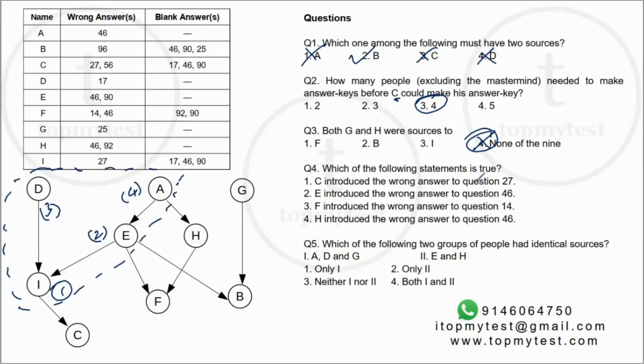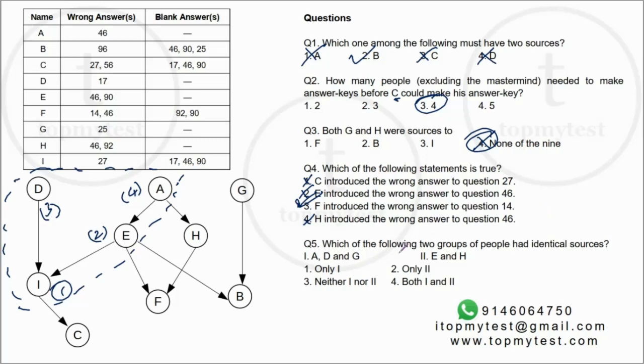Question number 4. Which of the following is true? C introduced wrong answer to 27. 27 was actually introduced by I. So this is out. E introduced wrong answer to 46. Actually A introduced. So this is out. F introduced wrong answer to question 14. F introduced to question 14. This is definitely correct. Option 3. This is also false. H introduced to 46. Actually A introduced to 46. So option 3 for question number 4.